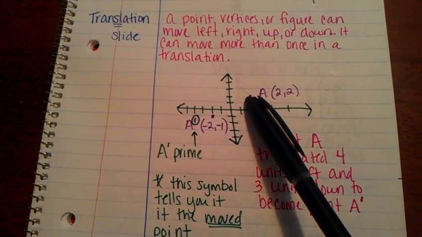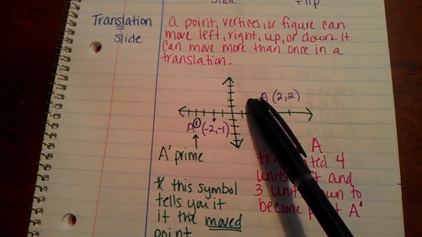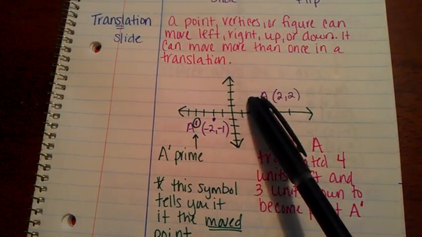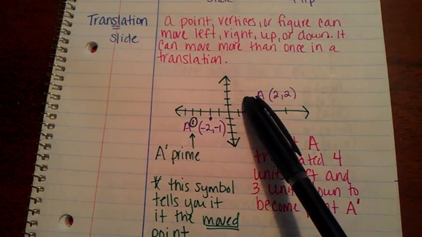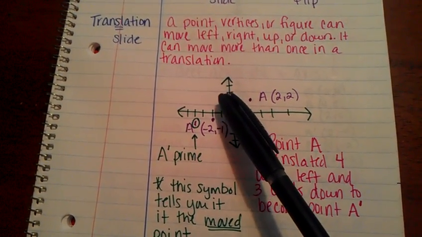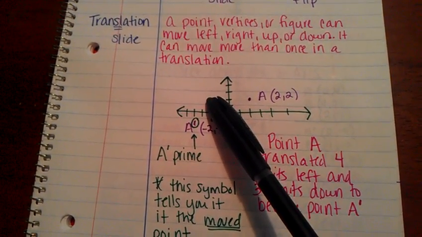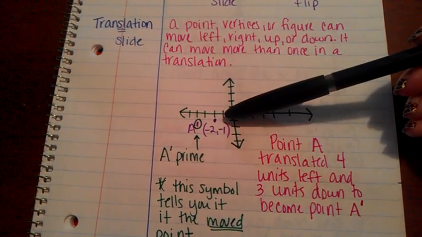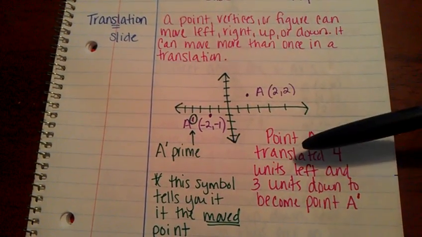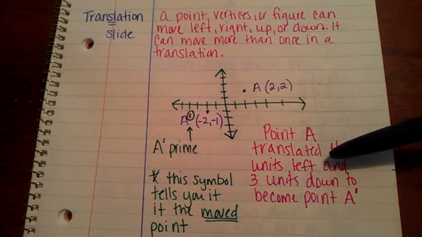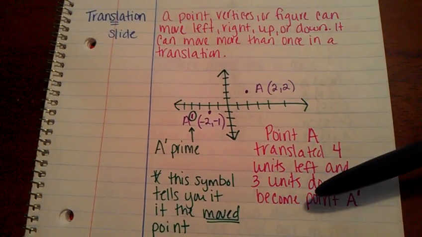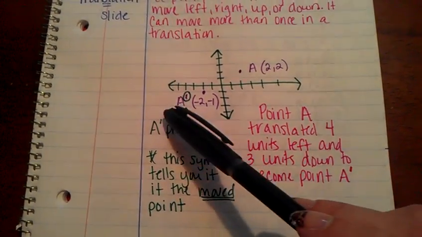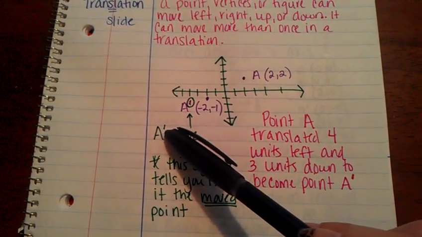So let's think of how A had to move to get to A prime. It had to go to the left, and then it had to go down. How many spaces did it move? Well, you can count. 1, 2, 3, 4. And then to go down, it had to go 1, 2, 3. So point A was translated 4 units left and 3 units down to become point A prime. This little symbol, like I said again, is the symbol for prime.